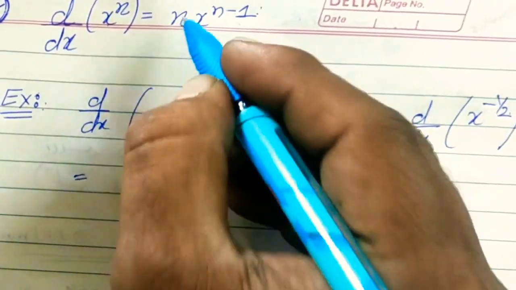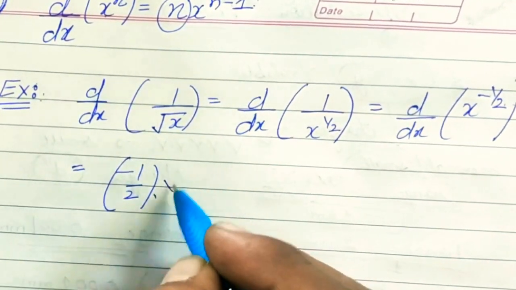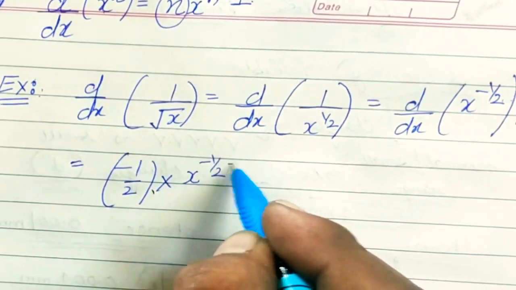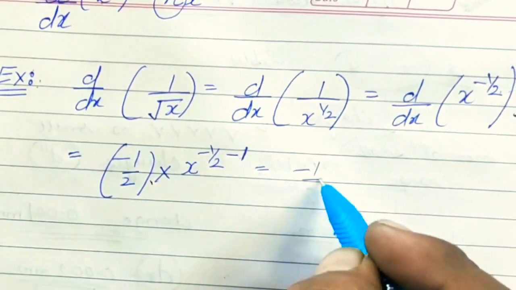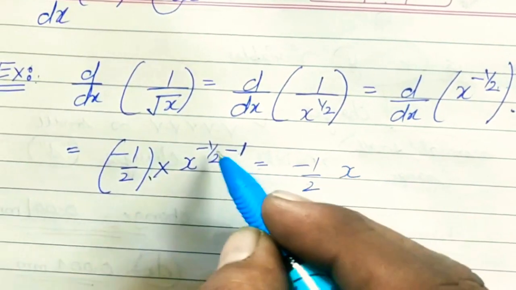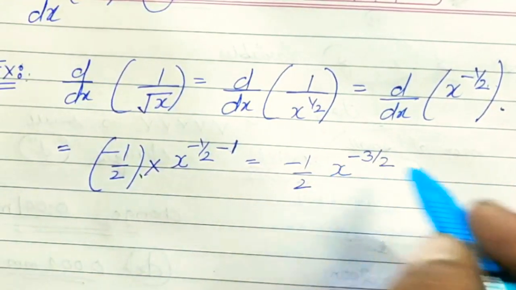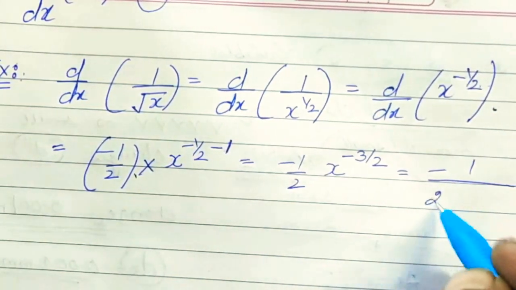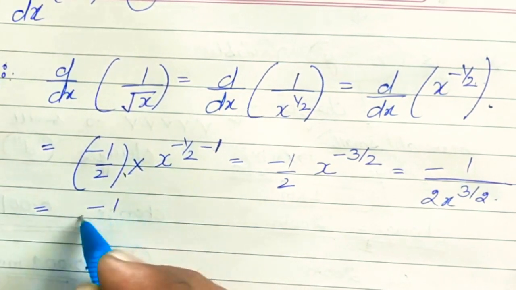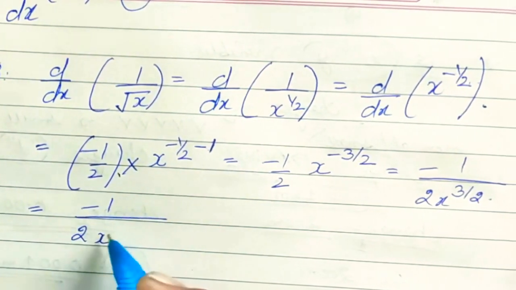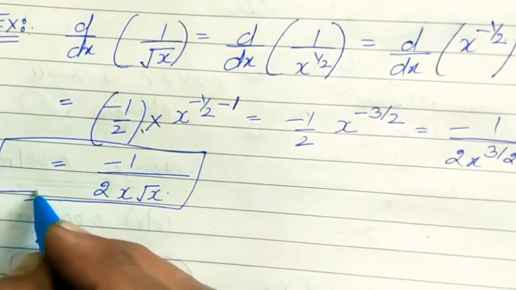Now on applying the formula, first of all take the power outside. The second step is to subtract 1 from the power, so this will become minus half and x to the power minus half minus 1, which means minus 3 by 2 on taking LCM. If I bring this in the denominator, the power will become plus 3 by 2. You can say that your answer is final, or we can make it look more beautiful by making it like this.